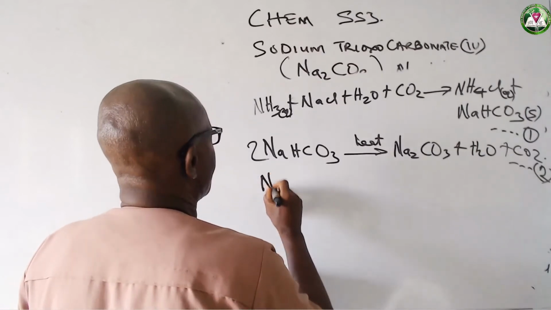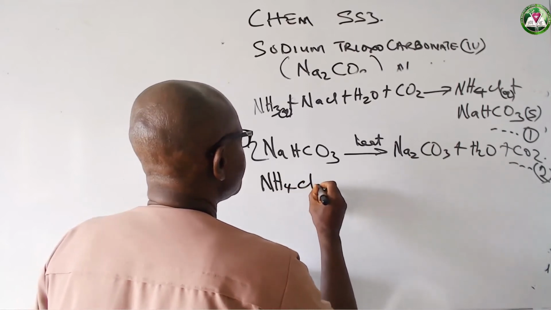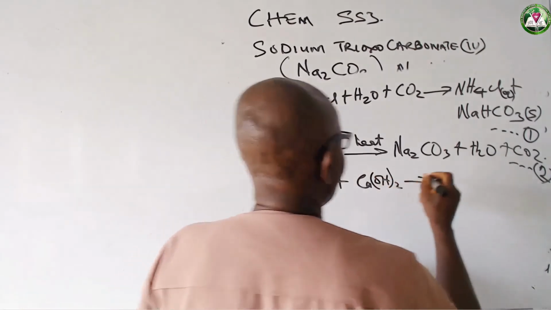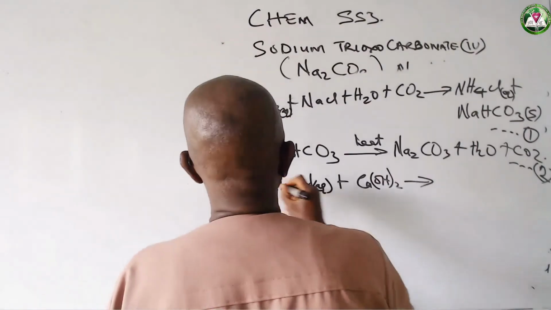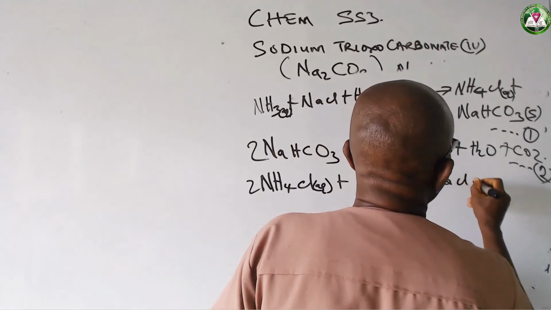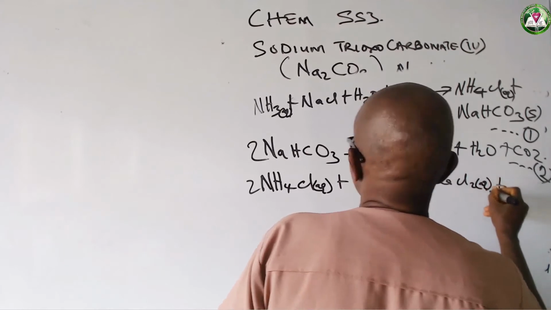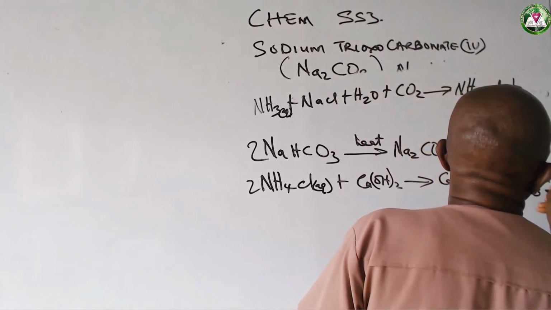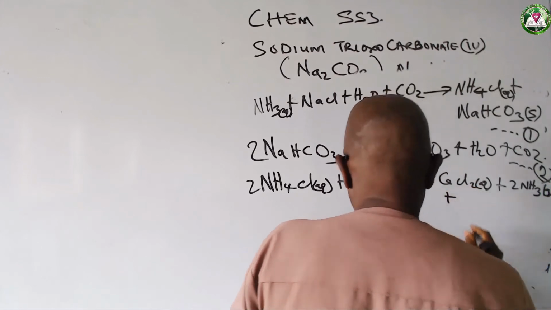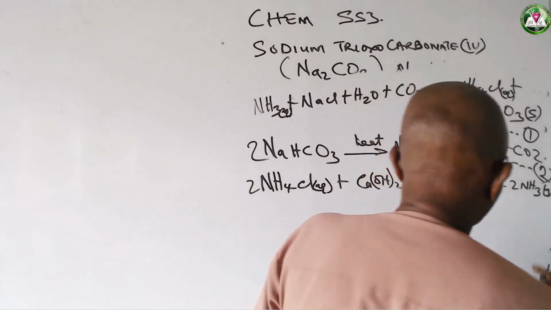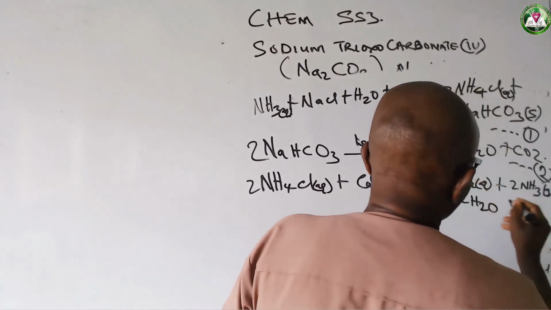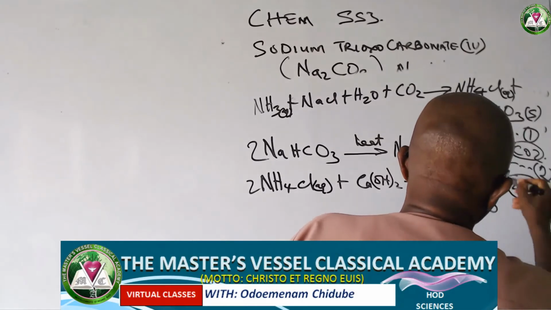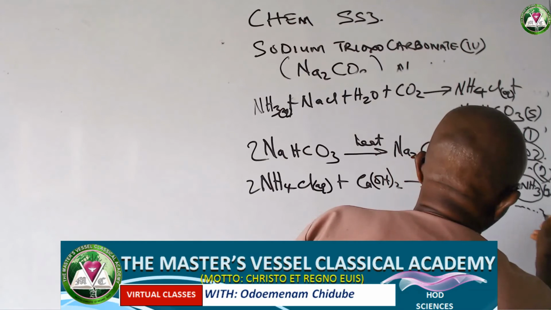The next thing is the ammonium chloride reacting with calcium hydroxide. It will give you calcium chloride aqueous plus ammonia gas plus water. These ones that I'm circling are the regeneration of the raw material. You can regard this one as equation 3.